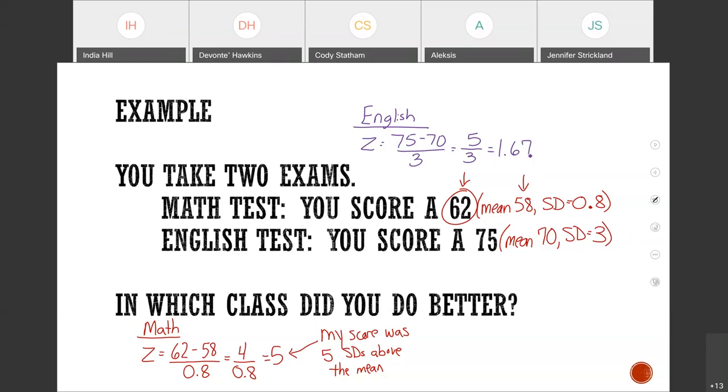All right, so again, a positive number, which reinforces to me that, yes, my score was above the mean. How far above? I was 1.67 standard deviations above the mean.